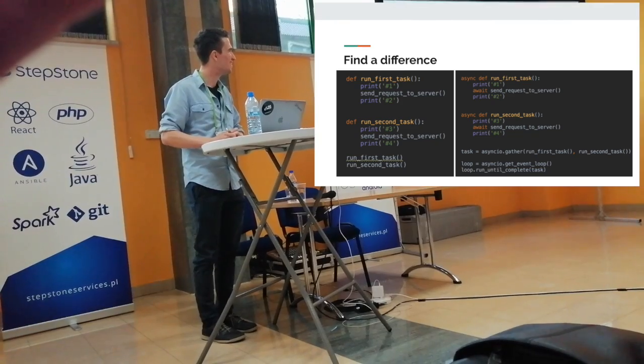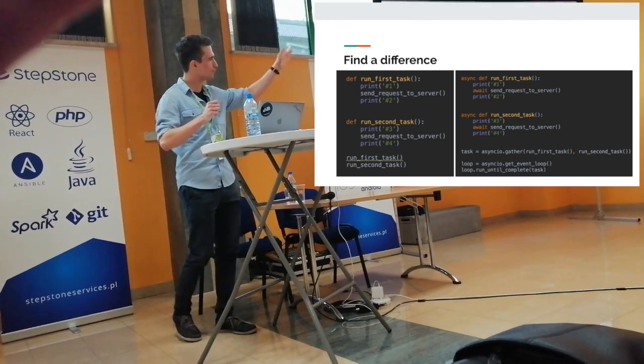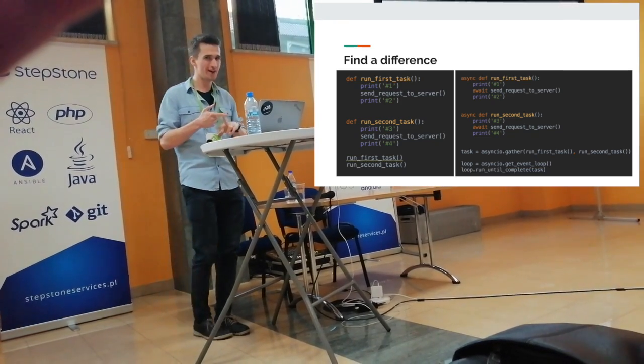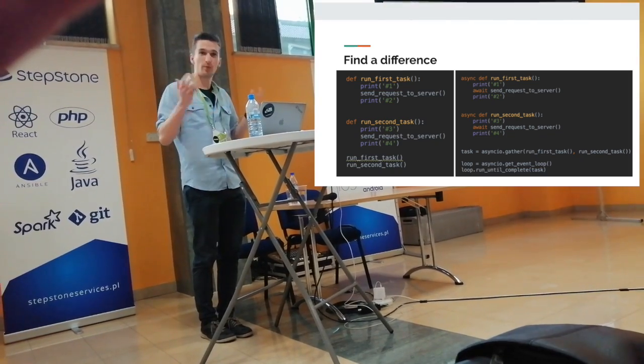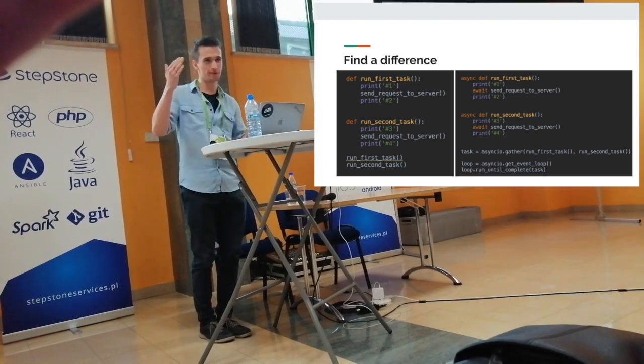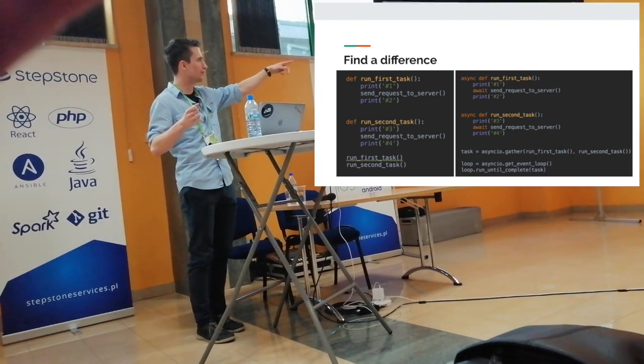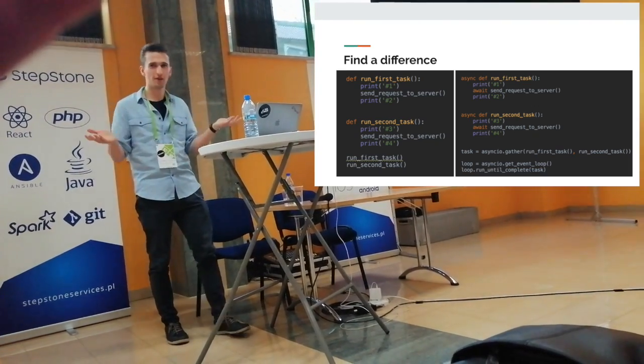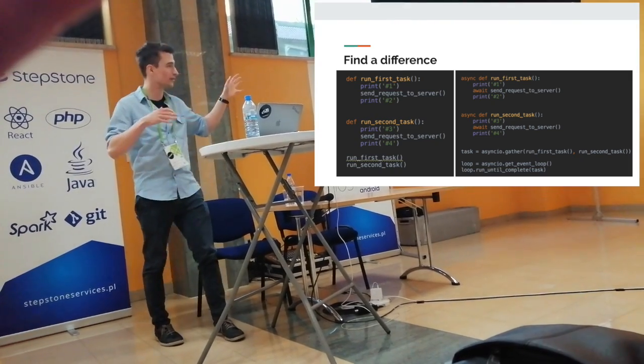4, 2. All right. So for this right column, it will be 1, 3, and then it depends. Do you agree? It may be 2 or 4 or 4 or 2. It depends on the time of the requests on the network.